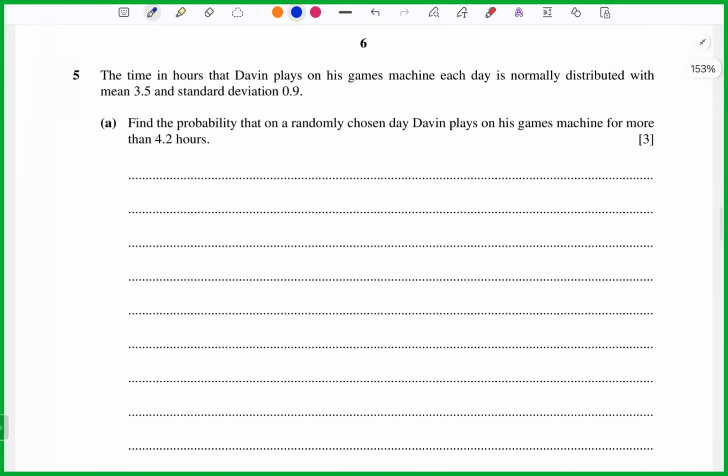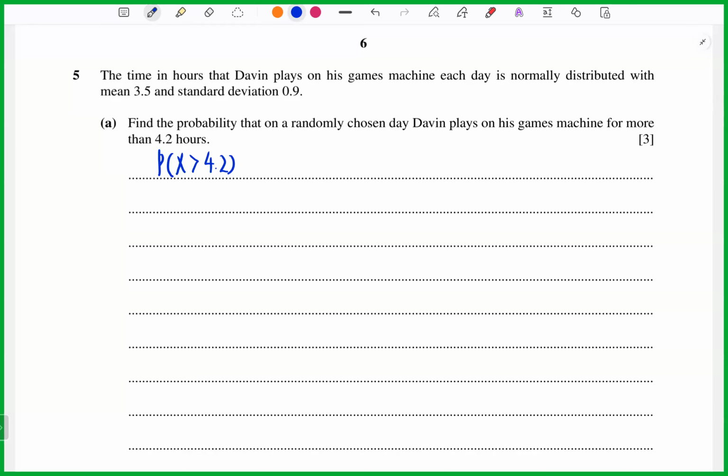Okay, let's look at the next question. Question 5. The time in hours that Devi plays on his game machine each day is normally distributed with mean 3.5 and standard deviation 0.9. A. Find the probability that on a randomly chosen day he plays on his game machine for more than 4.2 hours. So you can write here P(X more than 4.2). So we need to change to standard normal variables.